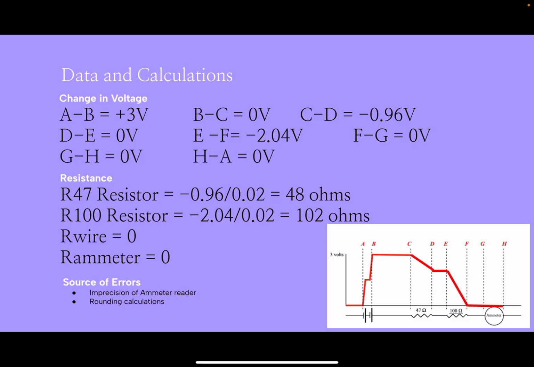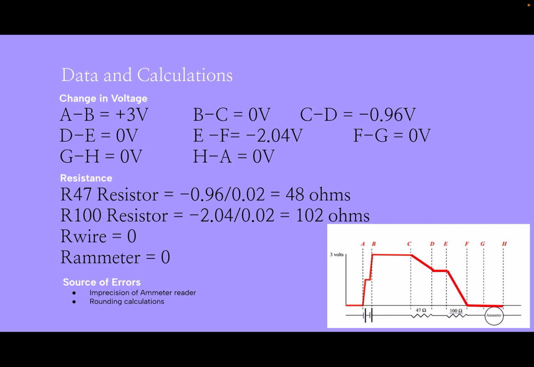So for data and calculations, the change in voltage is based on this graph below, with A to B equal to 3 volts, D to E equal to 0, G to H equal to 0, B to C equal to 0 volts, E to F equal to negative 2.04 volts. This is the drop. And then H to A as 0.0 volts. And then in between that, the C to D had a drop of negative 0.96 volts. And finally, the F to G was 0 volts.